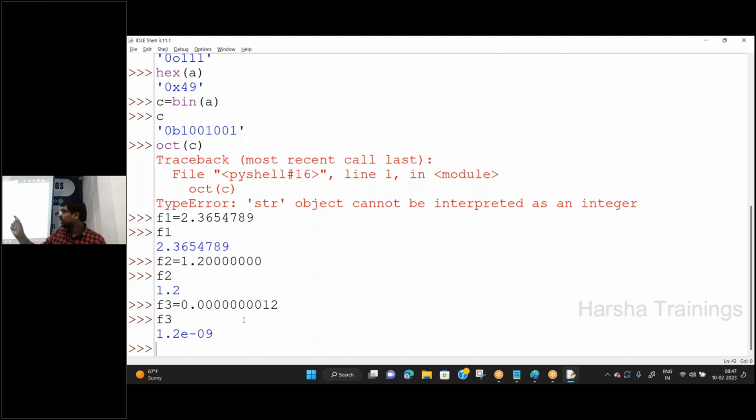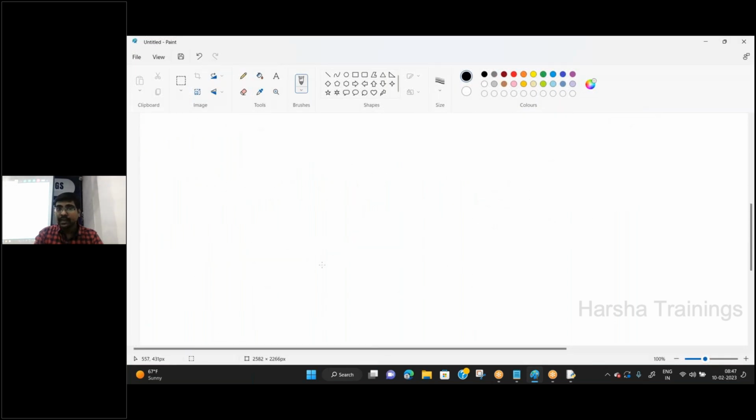This is another point. Remember, first I gave a simple value like 2.345, and the value is displayed. If I use a complicated number consisting of many zeros, it is converted into this form. What is the meaning of this? Right now I will explain. That is called exponential notation. A floating point is represented in exponential notation.